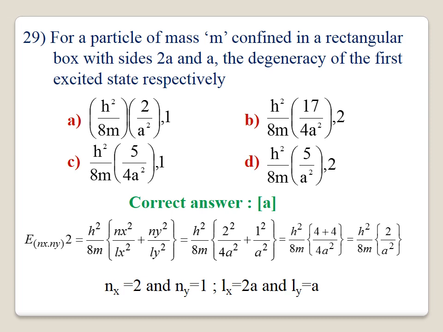You substitute it: h square by 8m into 2 square by 4a square, plus 1 by a square, which will be equal to h square by 8m into, taking 4a square common, 4 plus 4 divided by 4a square, which will be equal to h square by 8m into 2 by a square. That is the correct answer for this question. Option A is correct. The expression is given also here.